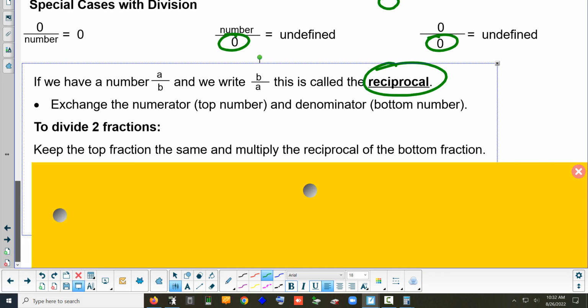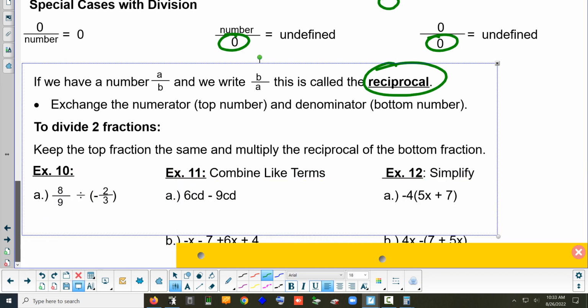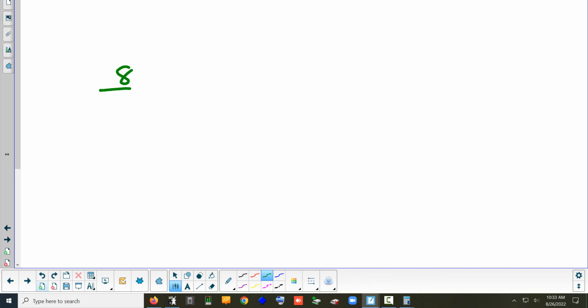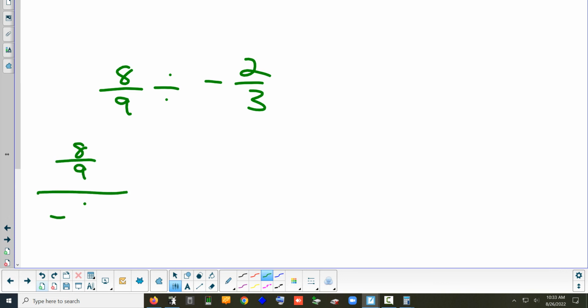All right, so let me show you one example of that, and the rest of it we'll probably finish up on Monday. So 8/9 divided by -2/3. Another way you might see this problem written, 8/9 divided by -2/3. It's exactly the same thing.